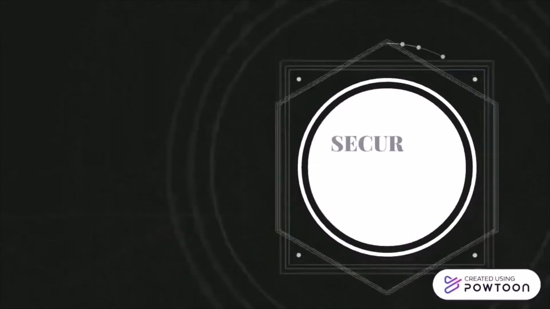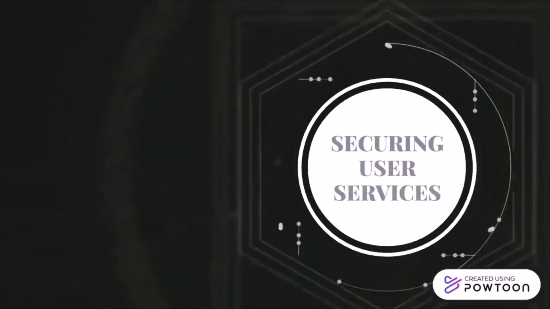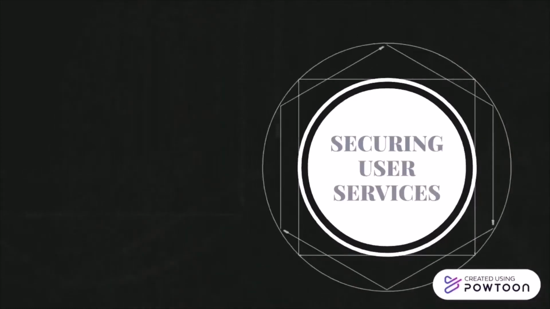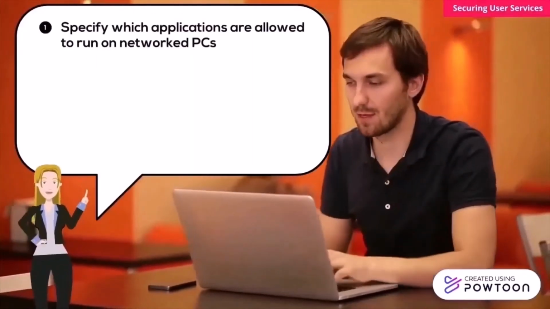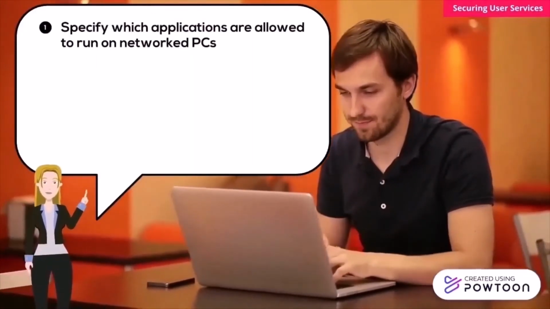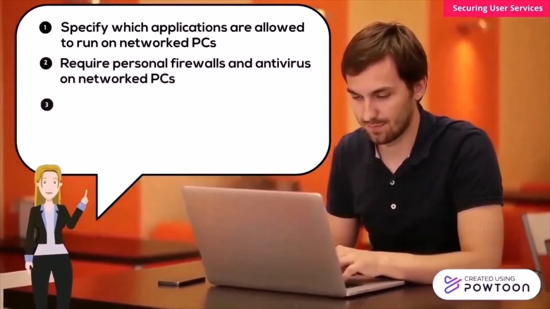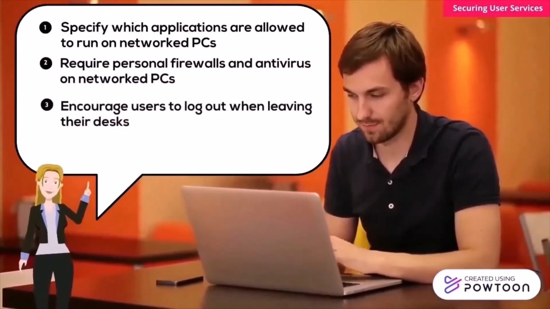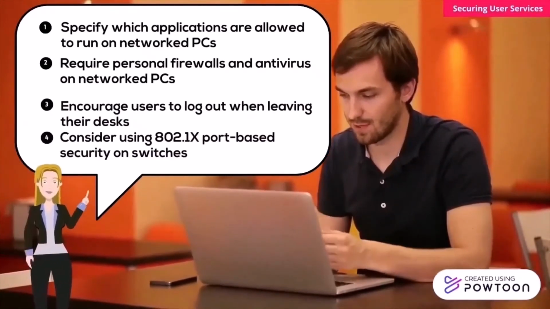So we go for securing user services. In securing user services, first, we need to specify which applications are allowed to run on network PCs. Second, require personal firewalls and antivirus on network PCs. Third, encourage users to log out when leaving their desk. Fourth, consider using 802.1x port-based security on switches.